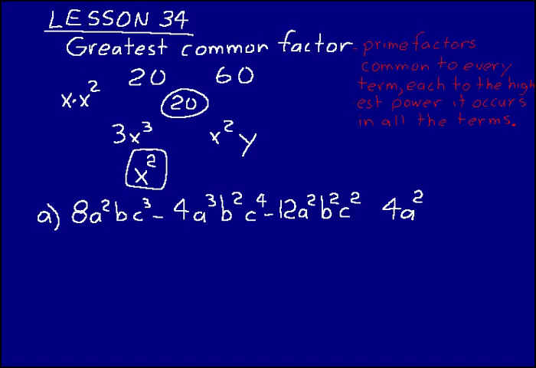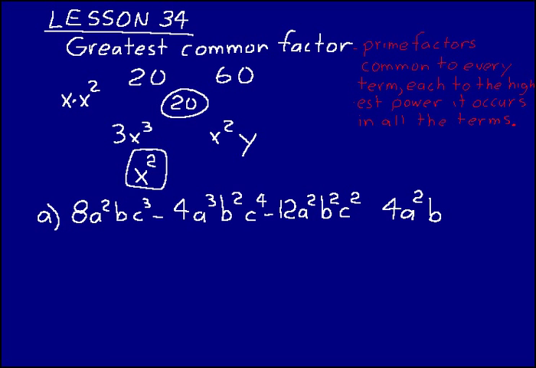And then let's look at the b's. The one on the left has a b, or b to the 1. Then we have a b squared and another b squared. So they all have at least a b in them, and then b to the 1 is the greatest common factor. So we just put a b here.